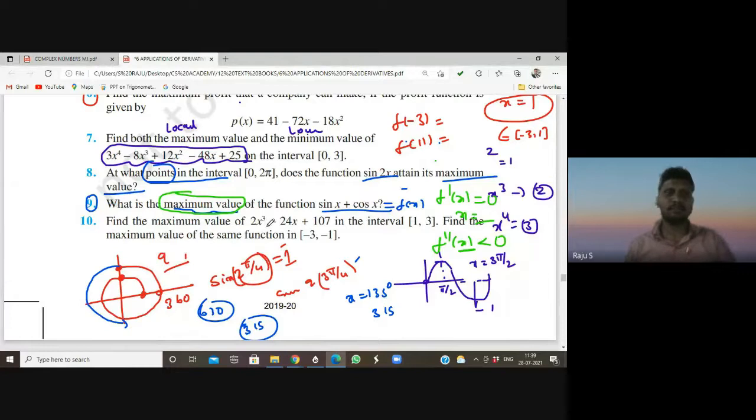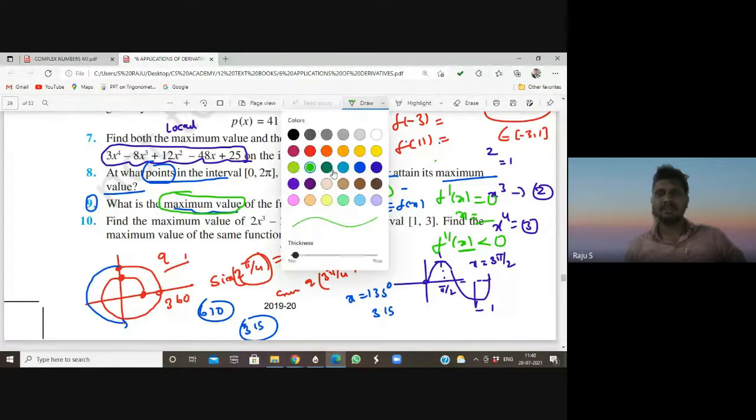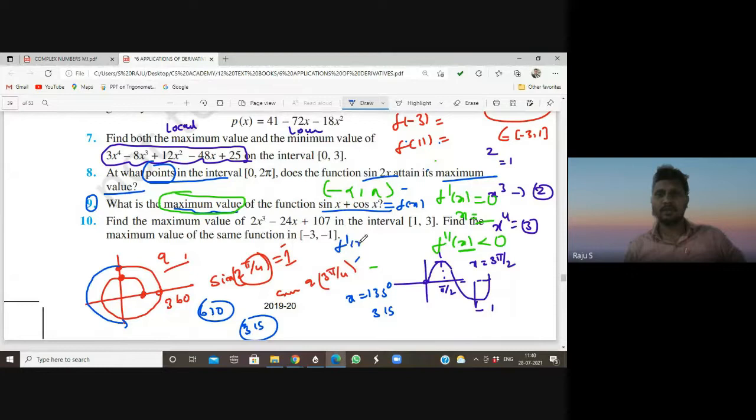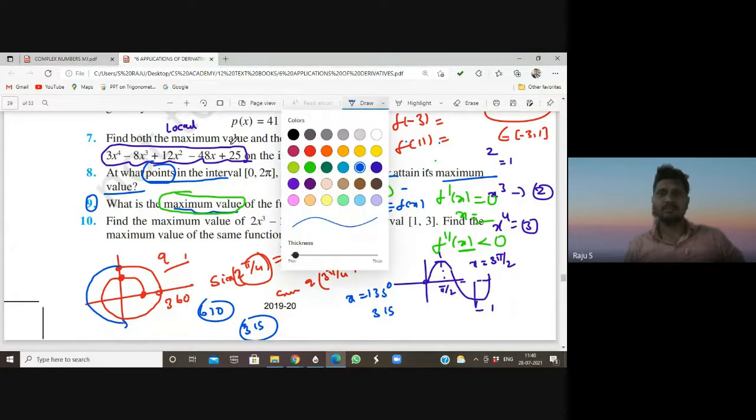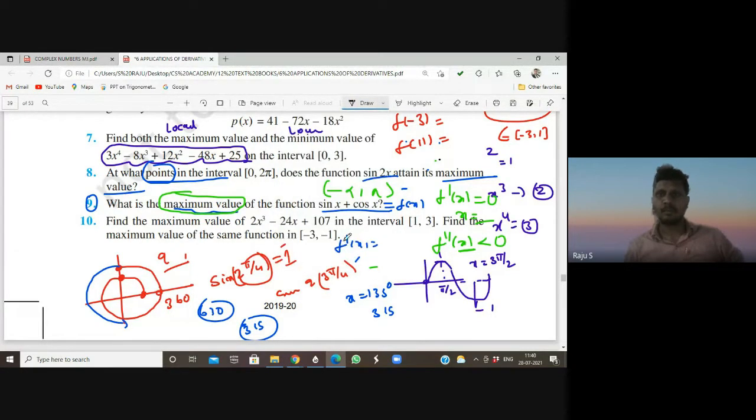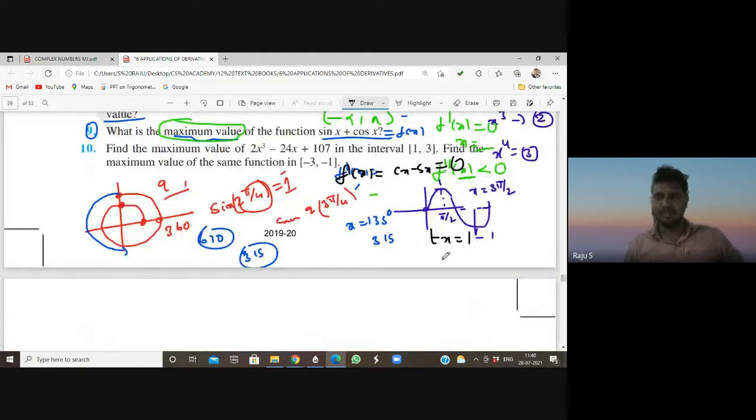Okay. So how many critical points are we going to get from minus infinity to plus infinity in this question? When I differentiate sin x plus cos x, we are going to get f dash of x, which is cos x minus sin x. When I equate it to 0, we get tan x is equal to 1. So what are the critical points, students, when tan x is equal to 1?